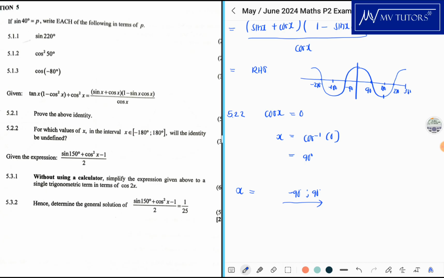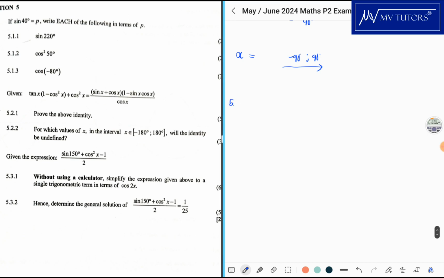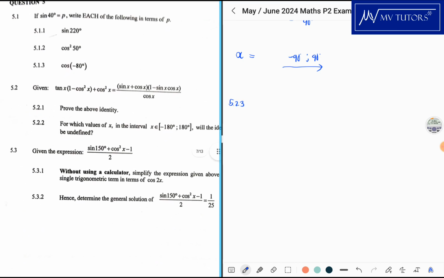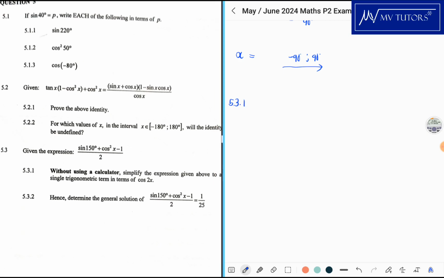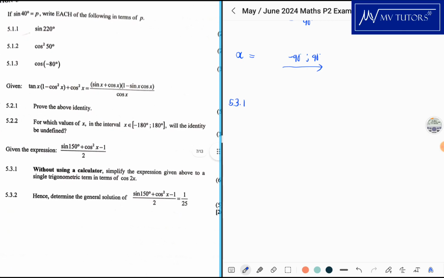All right, so that's 5.2.2. Now let's go to 5.2.3, or 5.3 rather. So given the expression, sine 150 plus cos squared x minus 1 over 2, without using a calculator, simplify the expression given above to a single trigonometric term in terms of cos 2x. Okay, let's just write it down. So we have sine 150 plus cos squared x minus 1 divided by 2.